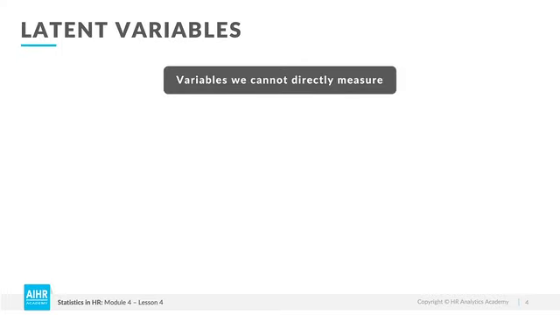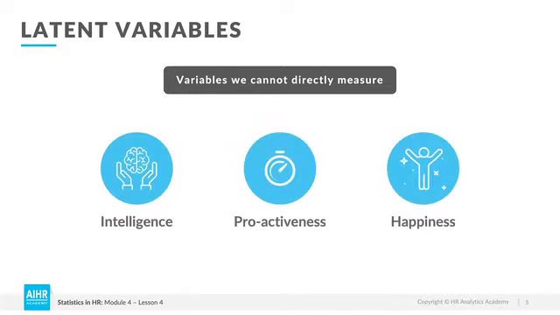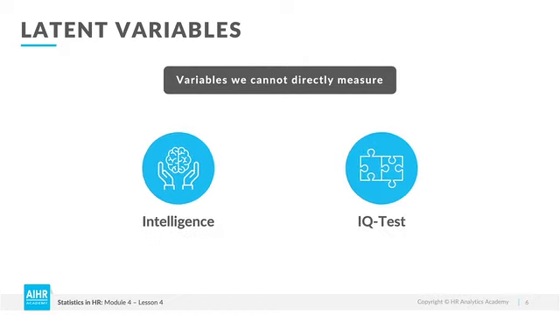Latent variables are variables which we cannot directly measure, which is quite common in the world of social sciences. Think of concepts such as intelligence, proactiveness, and happiness. It's impossible to directly measure these concepts, as we don't have a spectrometer to measure that the happiness of person 8 is a 7.8 out of 10, for instance. No, we can only measure them in other observable behaviors that we think are related to these underlying latent constructs. For instance, we measure intelligence through an IQ test.